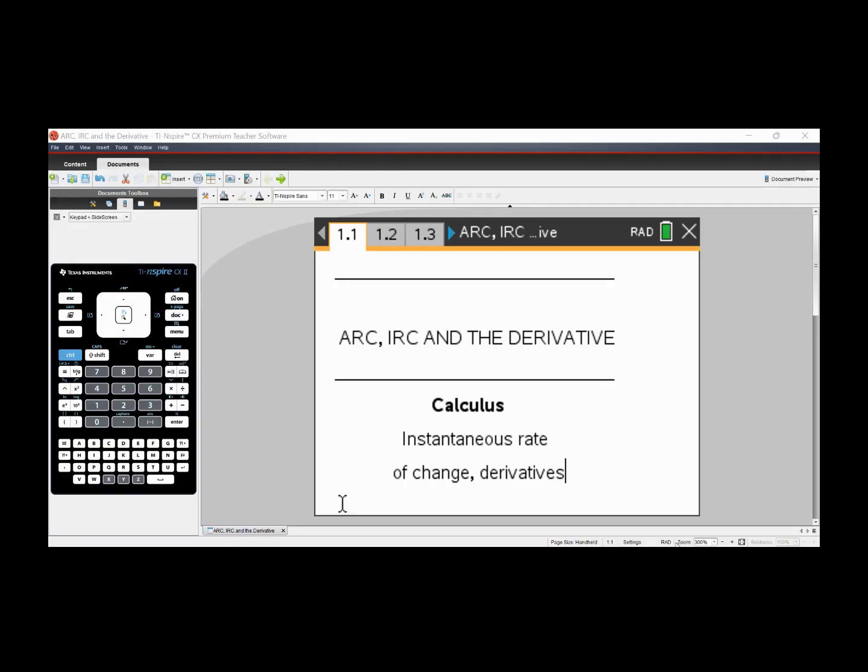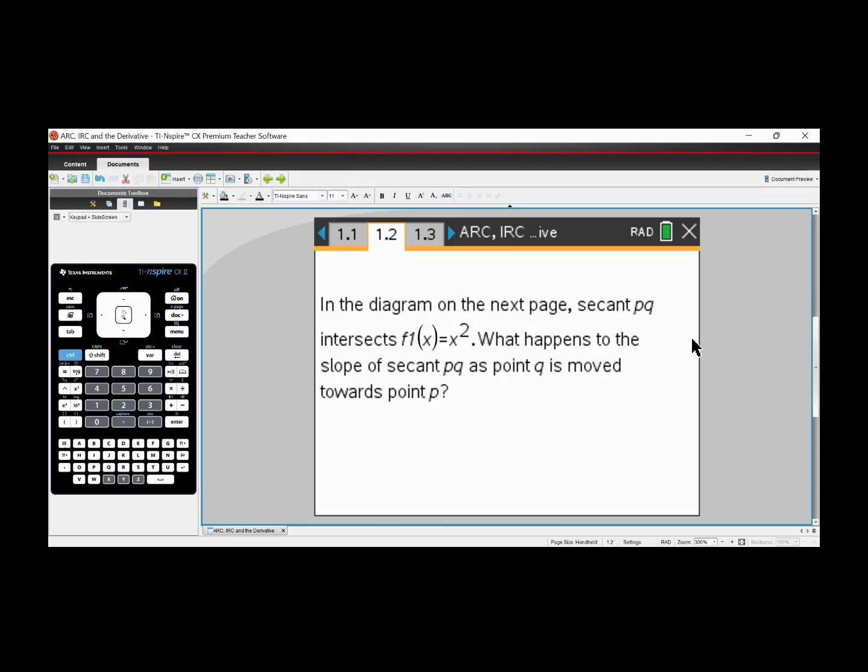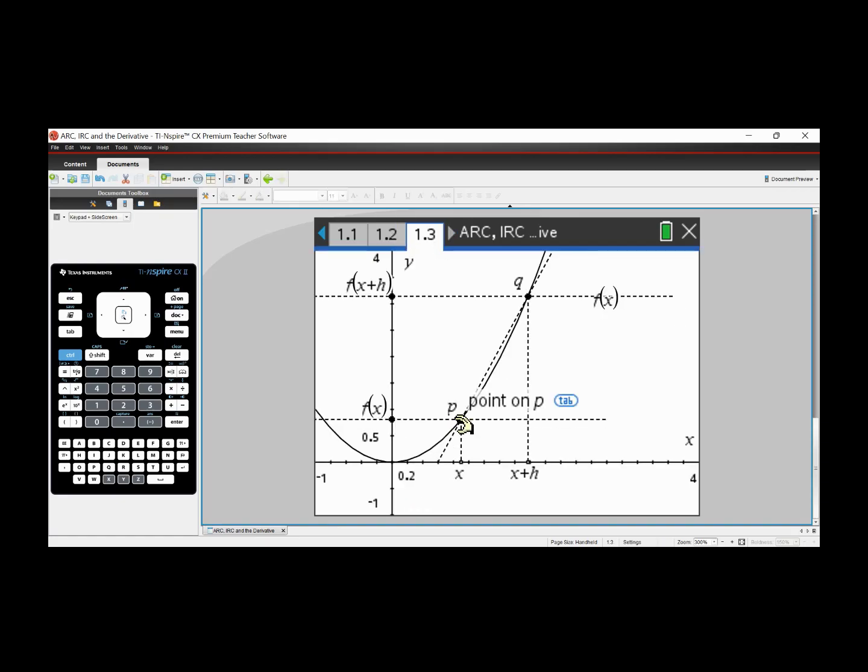Okay, so I have a program here called ARC-IRC and the derivative. If we take a look in the diagram on the next page, secant PQ intersects a graph of f of x is x squared. We want to look at what happens to the slope of the secant line PQ as point Q is moved towards point P. So here's point P, which has x coordinate of x, and its height is f of x. Then we have Q. Its x-coordinate is x plus h, and its height is f of x plus h, just like we saw in our average rate of change formula.